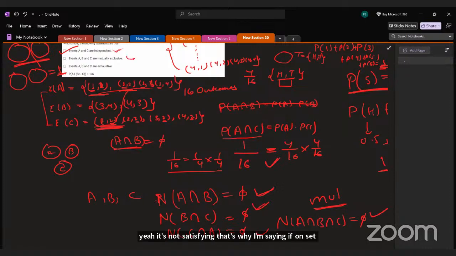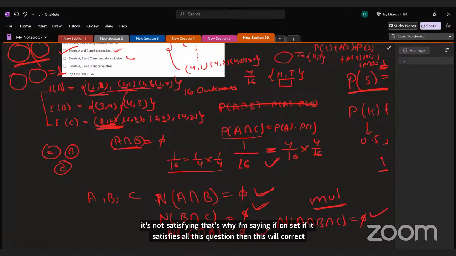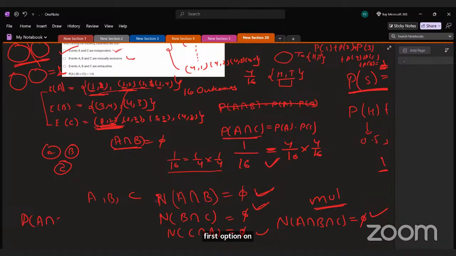Now we are checking. In this question, on the very first option, we got the probability of A intersection C as 1 by 16 and it should be 0. It is not 0, so these events are not mutually exclusive. Option B is not correct. If these three events are mutually exclusive, all these conditions need to be true.